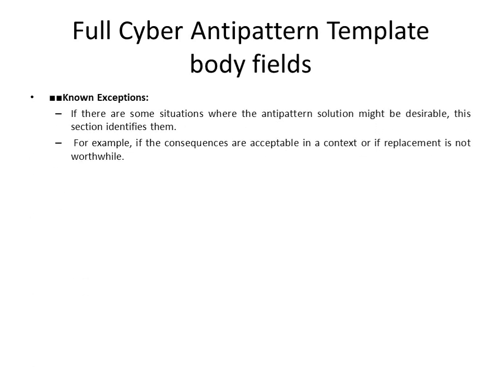Continuing with the full cyber antipattern template body fields, let us now look at the next field, that is known exceptions. If there are some situations where the antipattern solution might be desirable, this section identifies them. For example, if the consequences are acceptable in a context or if replacement is not worthwhile.